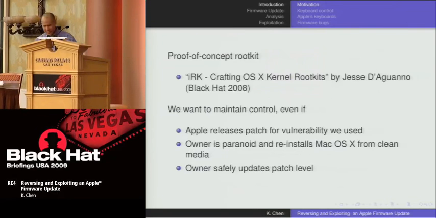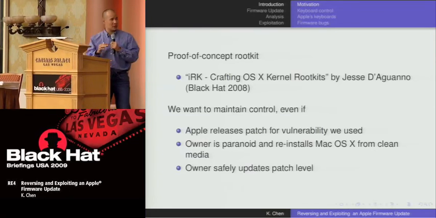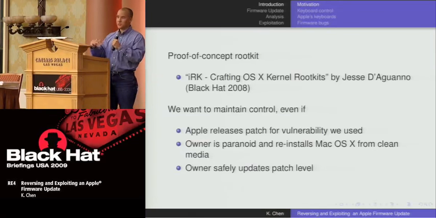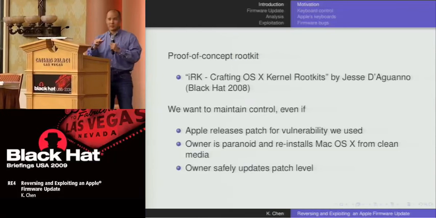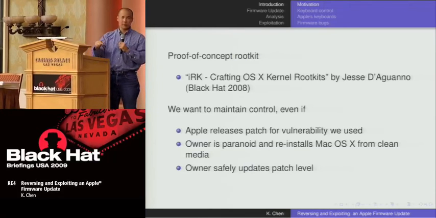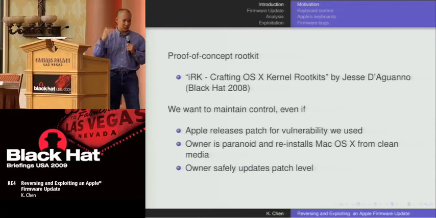Okay, so last year at Black Hat there was a proof of concept rootkit by Jesse D'Aguanno, and the thing with his rootkit is that if you reinstall the operating system, say you wipe the hard drive and reinstall it, it's gone. If you take the hard drive out, put a new one in, and reinstall, it's gone. We want to maintain control even if the user does that. That's our goal.